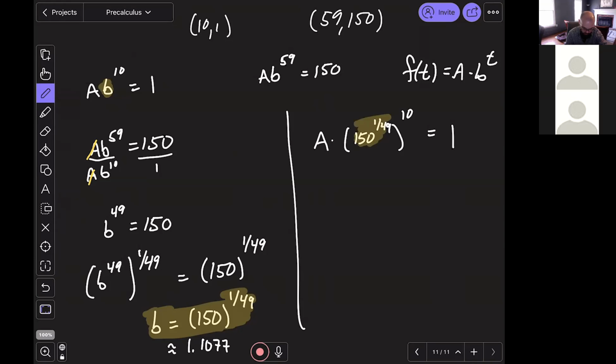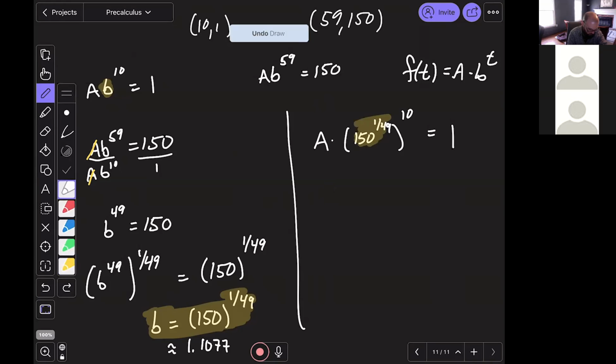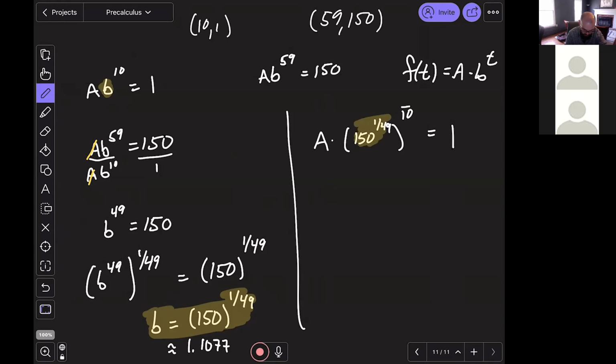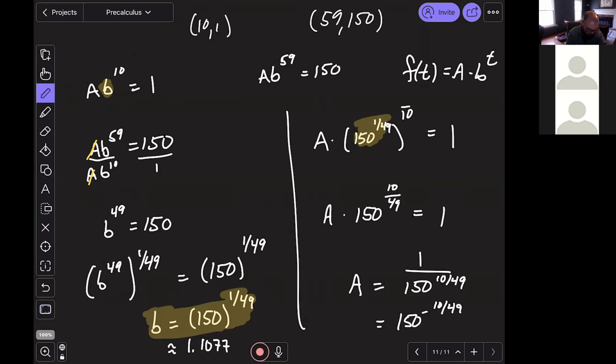And so if we keep going here, this 10 right here gets multiplied by the 1 over 49. So I get A times 150 to the 10 over 49 is equal to 1. And then A is 1 divided by 150 to the 10 over 49. In this particular case, 1 over, we know that's a negative exponent, so this is 150 to the negative 10 over 49. That's another one of our exponent rules.